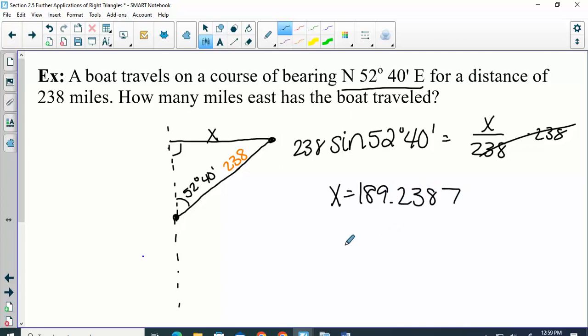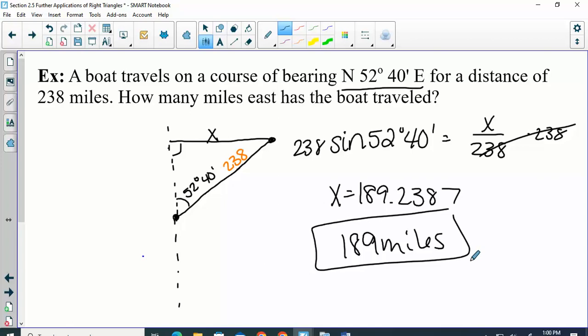And if we did significant digits, how many were given in the problem? 3. So we would call it 189 miles. Okay. So bearing problems can be really complex, but not always. Sometimes I give you the information you need. Any questions on that?